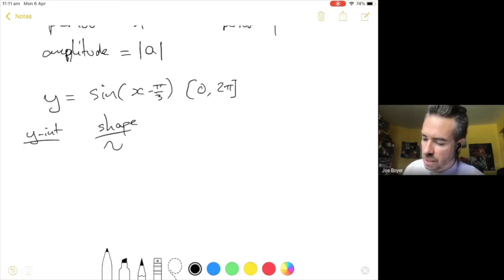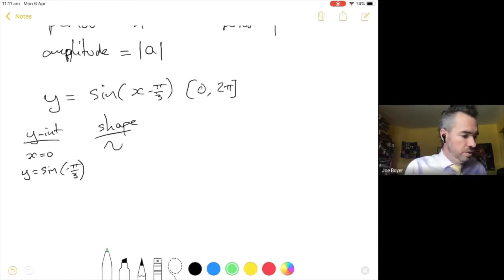My y-intercept is going to be when x equals 0. And so in this case, that's y is equal to sine of negative pi on 3. You remember that we did lots of problems like this, and I described them as the sort of bread and butter of this sort of unit, and that's why, because we're going to need to solve lots of those sorts of problems in a situation like this.